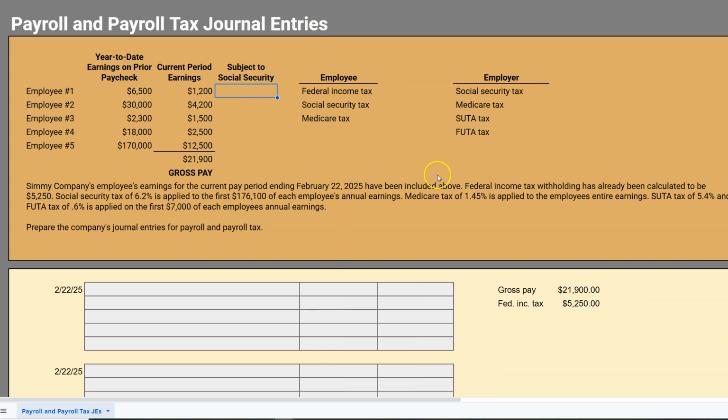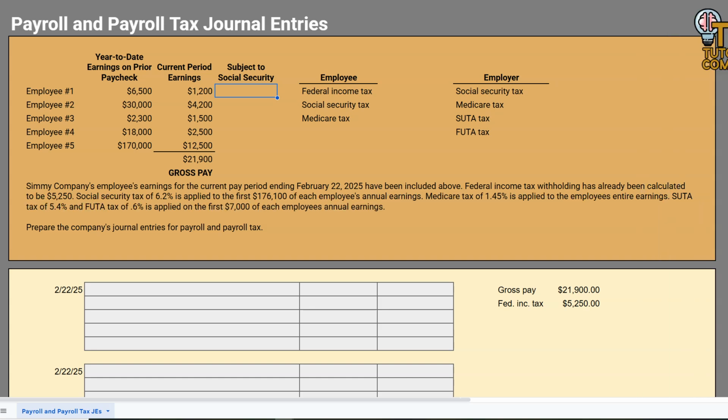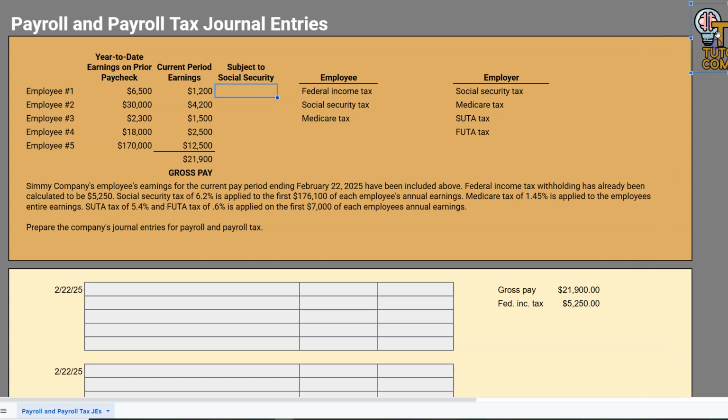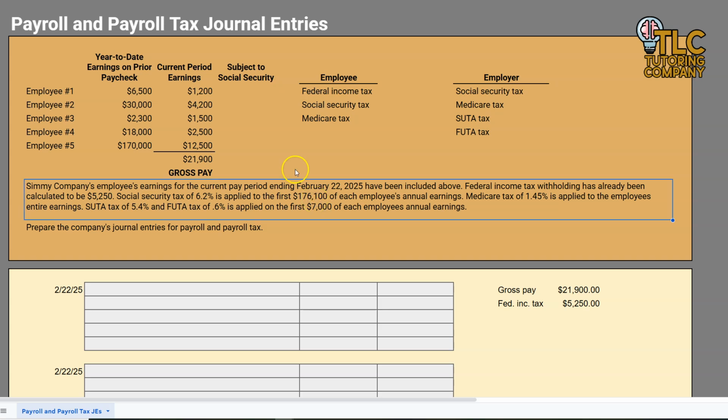So if we're going through each of these individually, we are going to notice that some of them have already hit their ceiling for that Social Security, right? So let's take a look at them one by one. The ceiling is going to be $176,100. So employee number 1 is nowhere near that. Employee number 2 is nowhere near that. Employee number 3 is nowhere near that. Employee number 4 is nowhere near that. But employee number 5 gets paid a lot of money at this company.